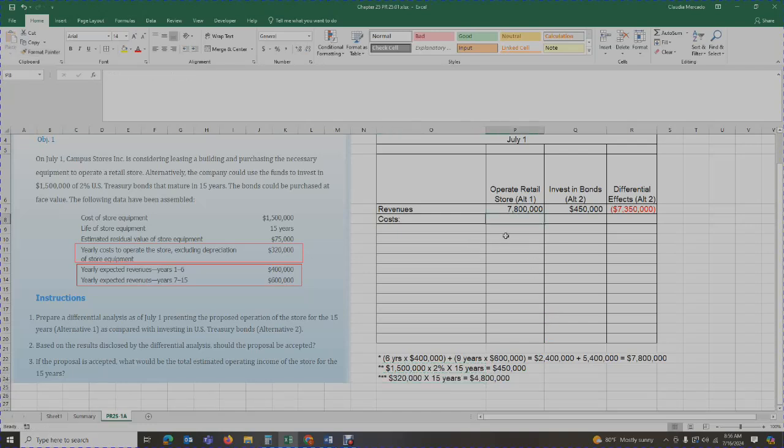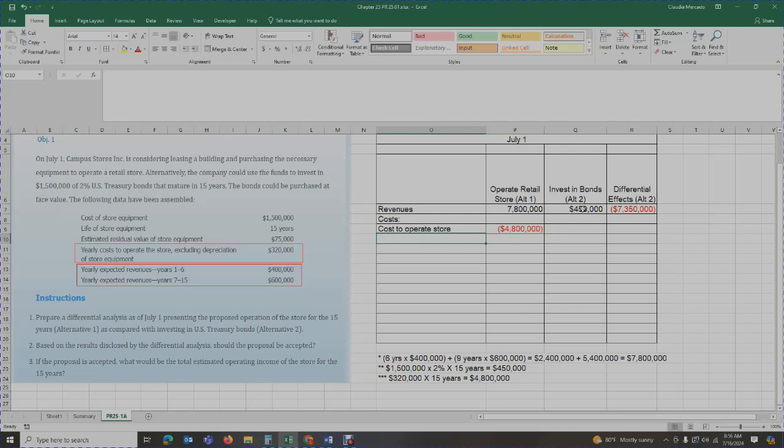Okay. So my cost, I'm going to have cost to operate store is, and I'm going to put it in parentheses because this is money leaving the company. This is an outflow of cash, $4.8 million. So it's going to cost me $4.8 million to operate that retail store for the next 15 years.